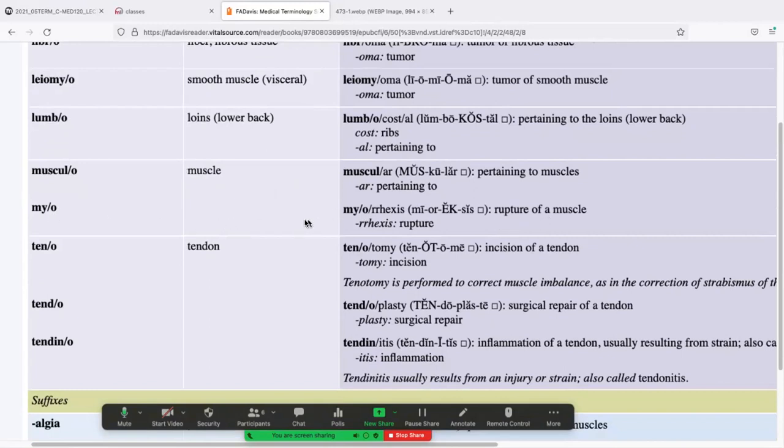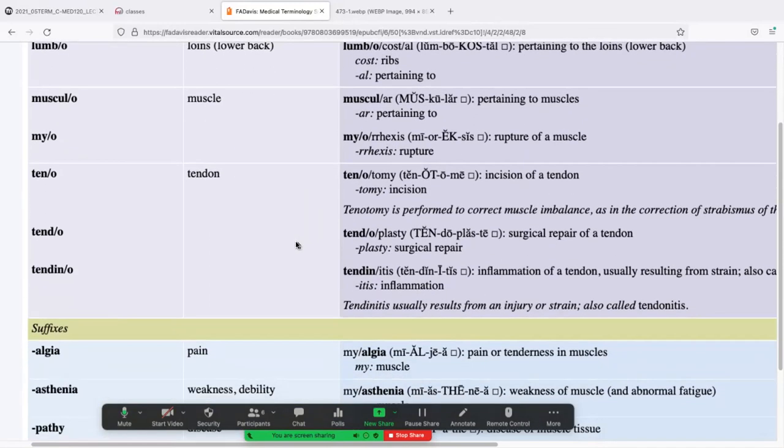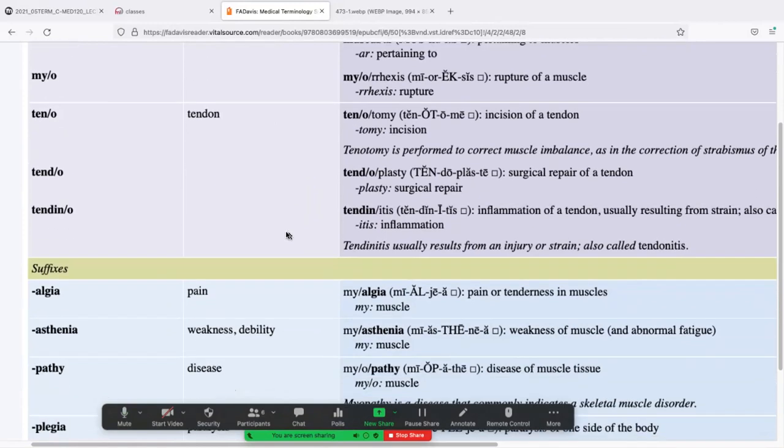Myorexis, rupture of a muscle. Remember, working out is good. Working out too much is bad, and you could get myorexis. You can also get myorexis due to some sort of muscle pathology as well, like tumors and really severe myositis. We already went over tendon.